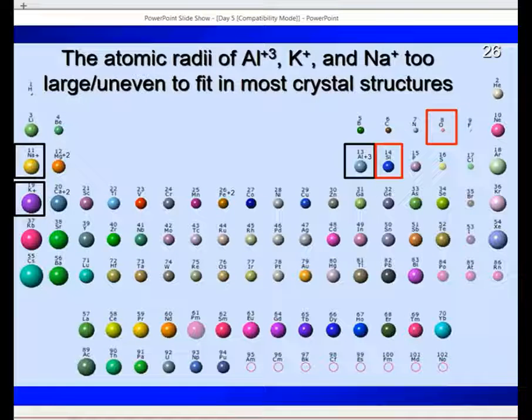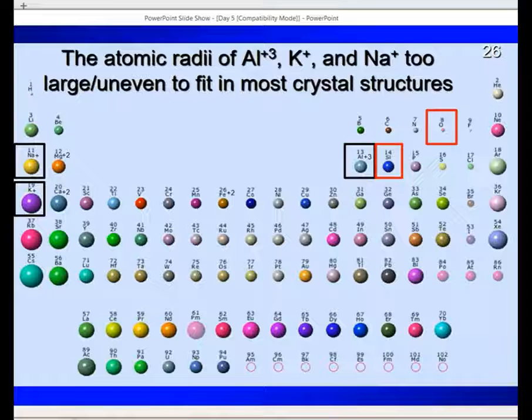And here they are on the periodic table. So here is my silicon. Here's my oxygen. Here's my aluminum, plus 3. Here's my sodium. Here's my potassium. And the size of the circles are communicating the size of each one of those elements.